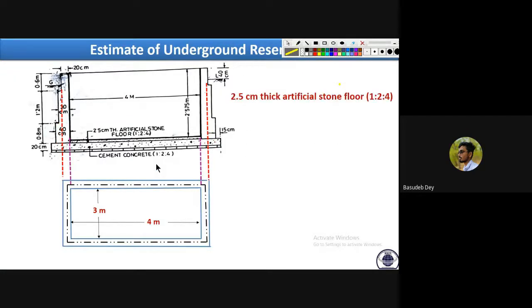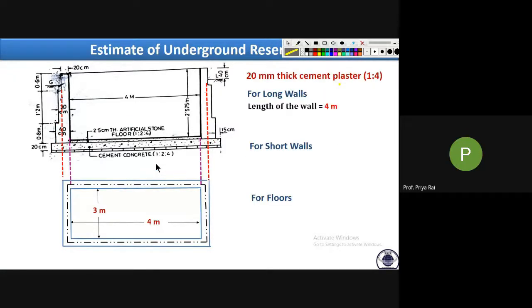Yeah, ma'am. See, for long wall, I said wall length is how much? 4 meter. Height, see, we have already calculated. Okay, see how to calculate this height. Simply first calculate this total height. What is this total height? See, 2.6. Yes, 0.6 plus 1.2 plus 0.8.